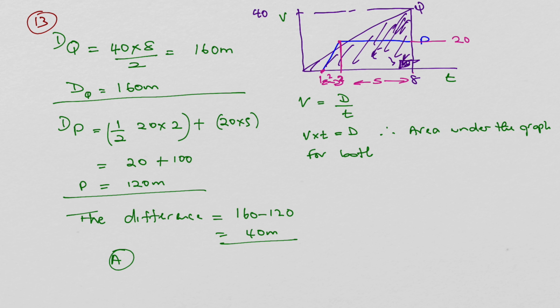So we want to add the two areas together. And that's what we've got here. We've got a half, because that's a right-angled triangle, so a half times 20, the height, times 2, plus the rectangle, which is 20 times 5. That gives 20 plus 100, that's 120. So the difference between the two of them is going to be 160 minus 120, which is 40 meters. So the answer is A.